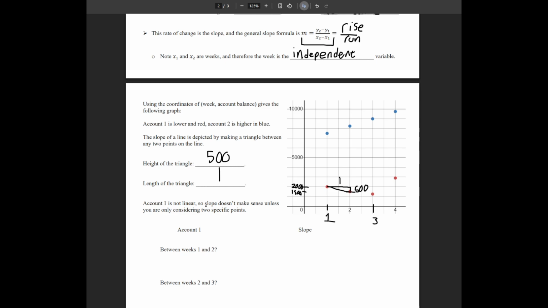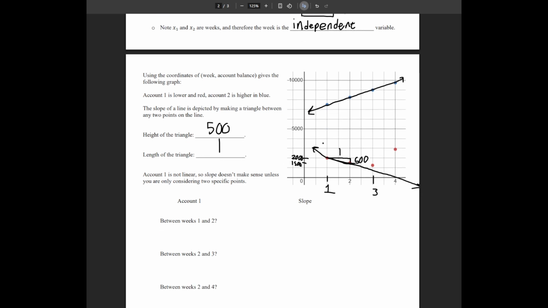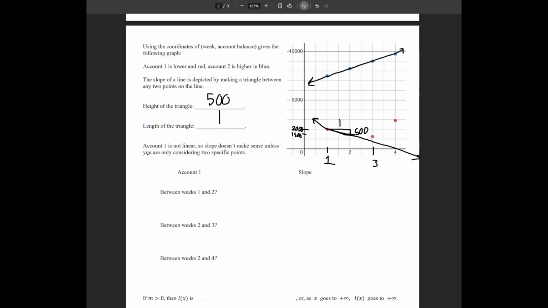Next up, account 1 is not linear, so slope doesn't make sense. If we were to continue this trend right here of having a negative 500 slope, we would end up having a line that looks like this, which would not make very much sense to model this data. However, if we were to do this for account number 2, we're going to draw a straight line and it continues going through these points, this would model the data perfectly.